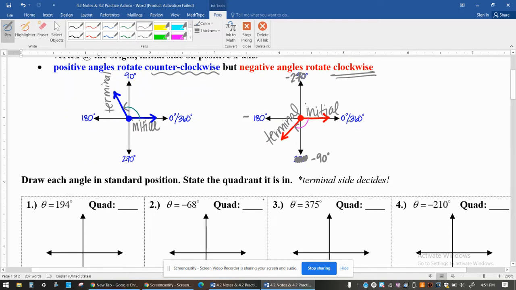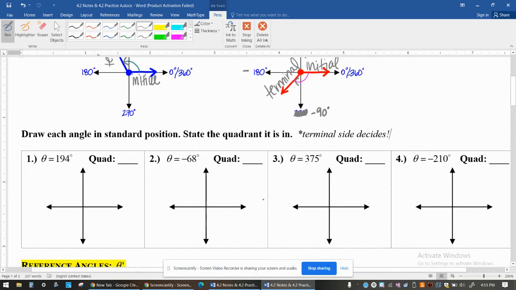Now we want to draw each angle in standard position and state the quadrant it's in. Wherever the terminal side lands, that's the quadrant we're going to say it's in. I noticed that the first angle is positive, so I'm going to label where 0 and 360 are, and then 90 and 180. This is just to help me figure out approximately where this angle is.